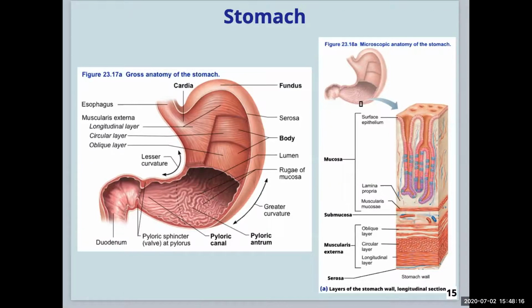Now let's talk about a few key features of the stomach. It's also got the rugae of mucosa. They are these inner wrinkly folds. And then you have the lesser curvature over here, and the greater curvature over here. Notice that extra layer of smooth muscle, the oblique layer. Normally you just have longitudinal and circular, but here you have an additional layer that lies deep to those two layers, and that's the oblique layer.